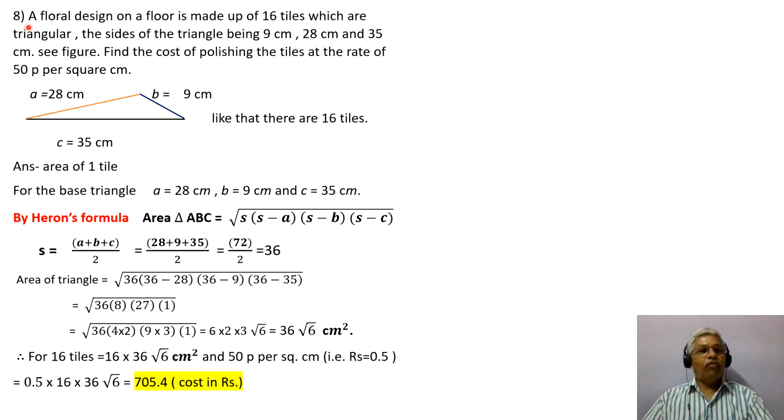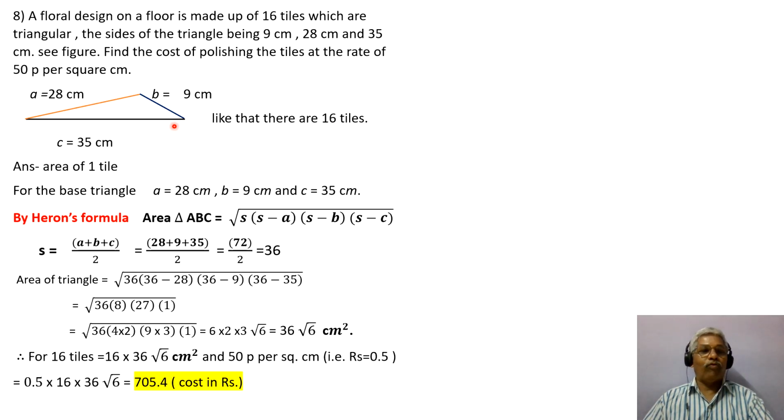Okay, eighth one, a floral design on a floor is made up of 16 tiles. This is important. Okay, which are triangular. The sides of the triangle being 9 centimeters, 28 centimeters, and 35 centimeters. See figure. So this is a shape of a tile. A is 28 centimeters, B is 9 centimeters, and C is 35 centimeters. Okay. Find the cost of polishing the tiles at the rate of 50 paise per square centimeter. Okay. So like that, there are 16 tiles.